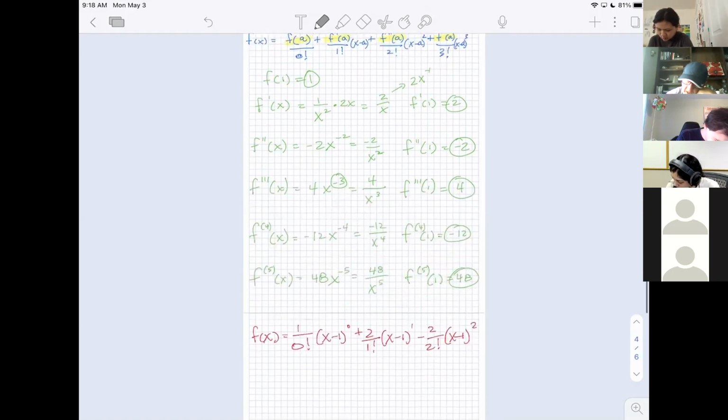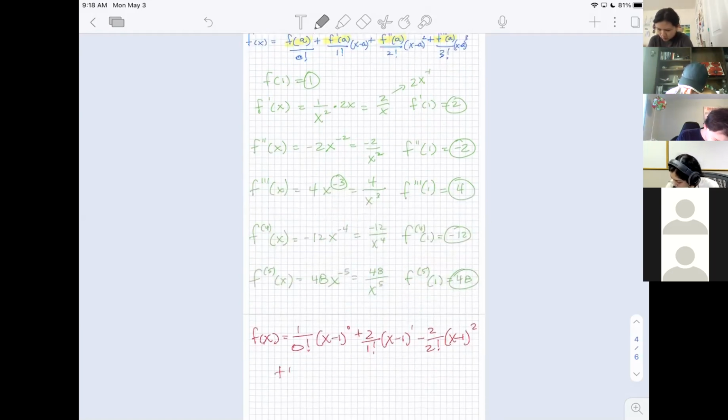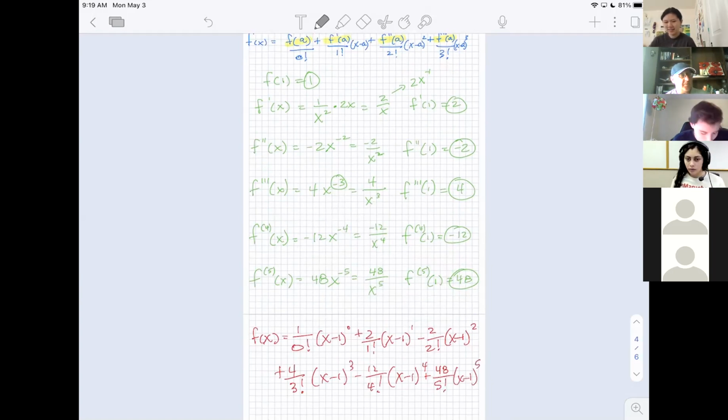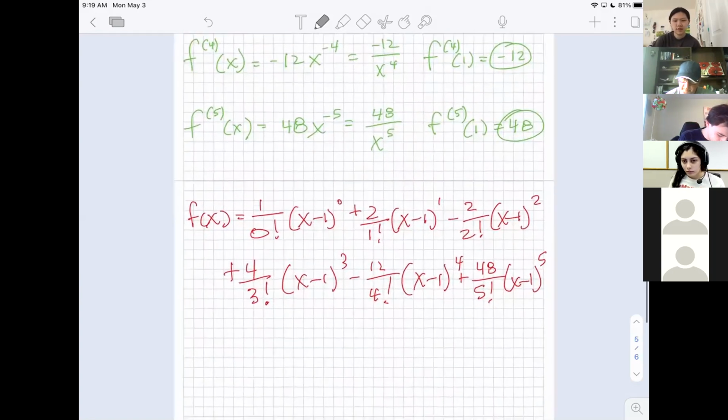So now there's a parabola. And then it turns into a plus 4 over 3 factorial times x minus 1 to the third. And then a minus 12 over 4 factorial times x minus 1 to the fourth. And then plus 48 over 5 factorial times x minus 1 to the fifth. And then I'm tired. Hey, look, I found 6 terms for a 5th degree polynomial for this.